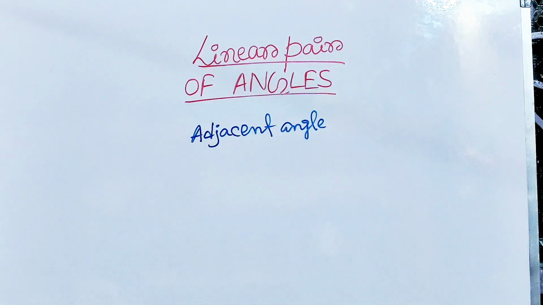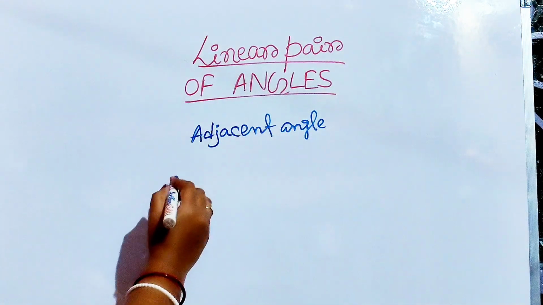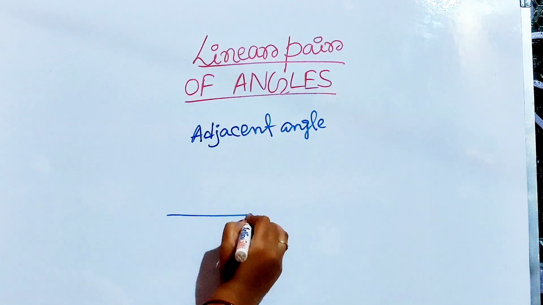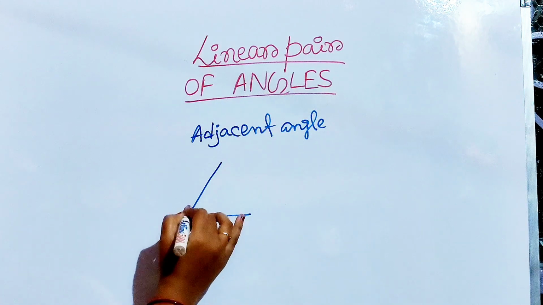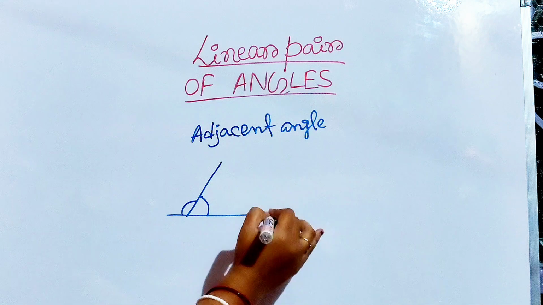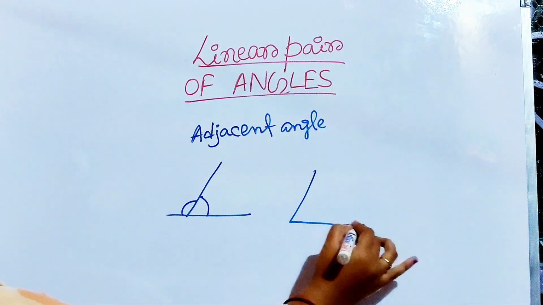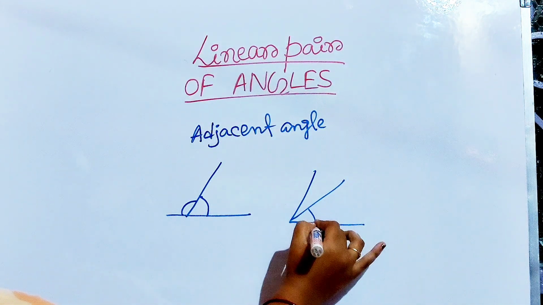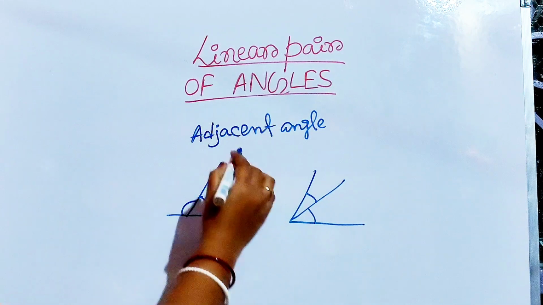Hello student. Today we will learn about a very important topic, that is linear pair of angle. But before knowing about this topic, we have to know a different topic, that is adjacent angle. First you have to clear the concept of adjacent angle.